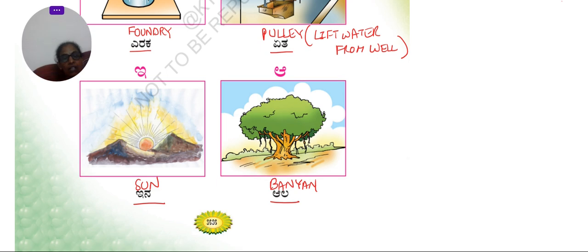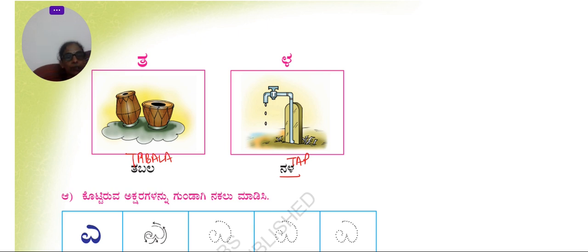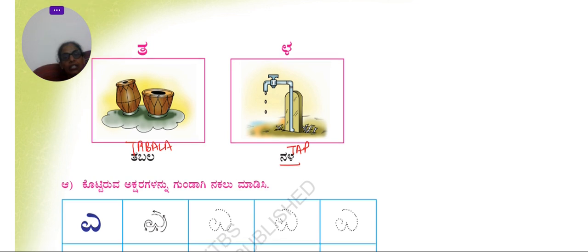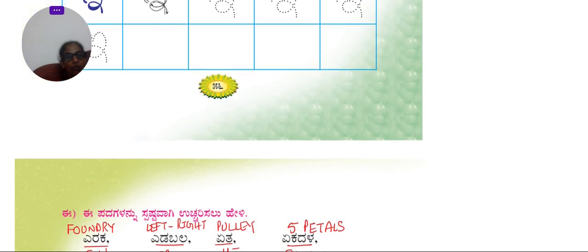Now ina, the next word. This is ina. Ina means sun. And ala. If you see the picture, it's a huge tree. It's a banyan tree. Ala means banyan tree. Alada mara is the actual word for banyan tree, so ala means banyan. Then tabala. When you look at the picture, you know it's a musical instrument. So this is tabala. Then again, the picture itself tells you nala is tap. Okay, now let's see more words.